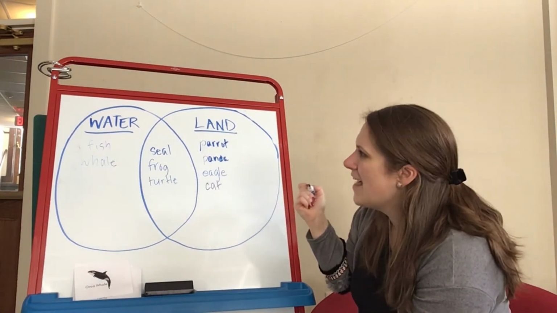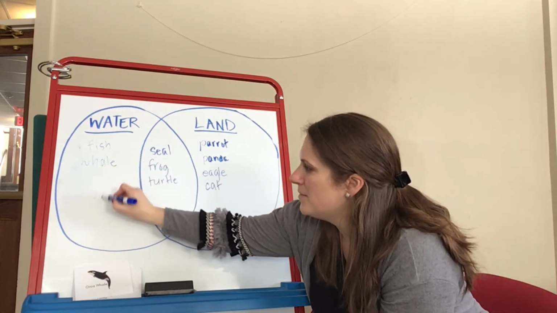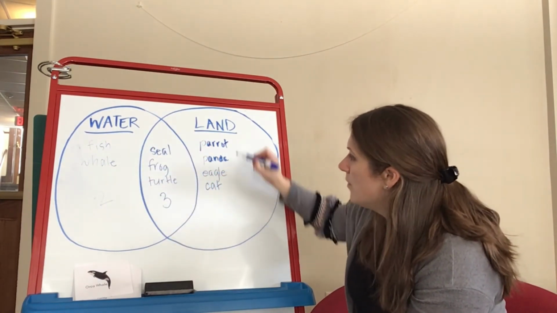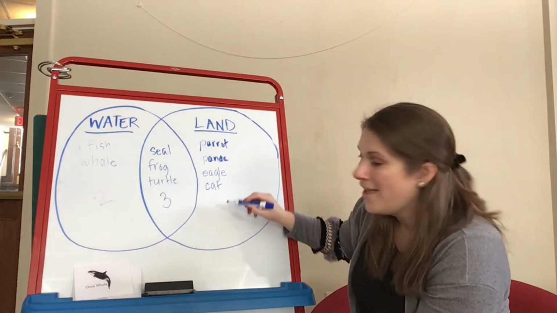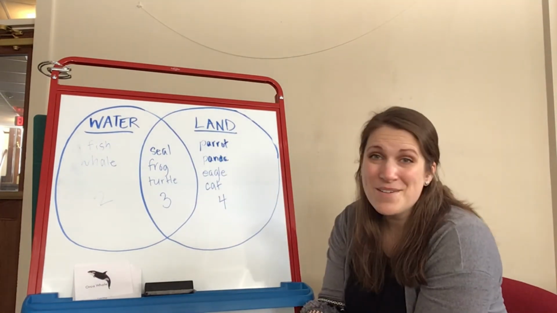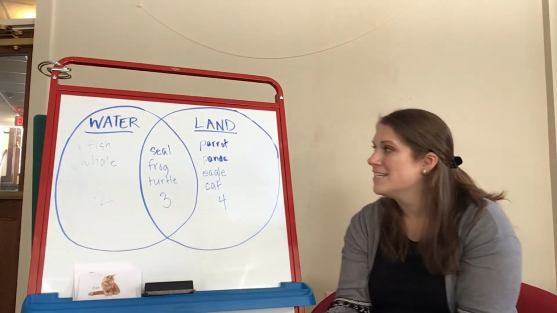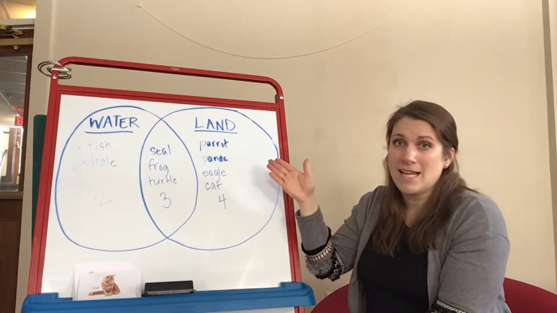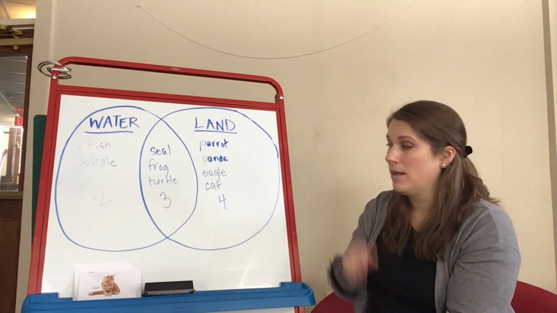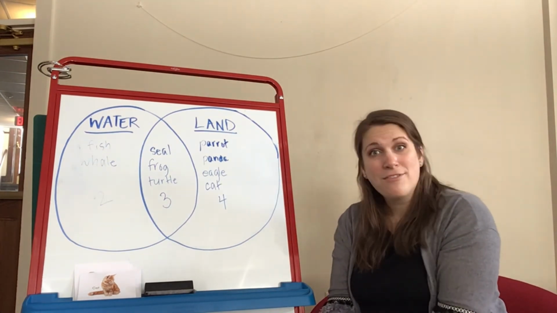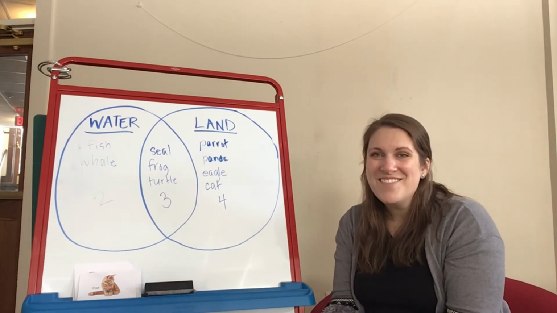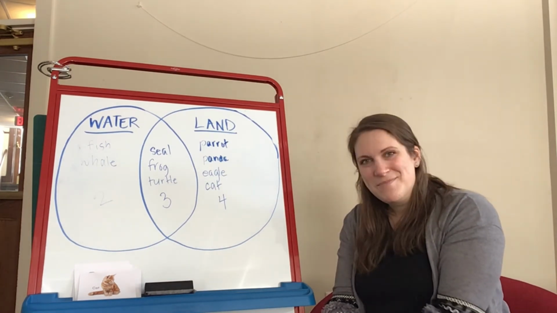And then you can tally up. Let's see, we had 2 animals that live in water. 1, 2, 3 that were both, and 1, 2, 3, 4 that lived on land. So you can come up with tons of different categories. You could do prehistoric animals and animals that eat meat, and see if you can come up with some in there. You could do animals that fly and animals that swim, all sorts of things. So get creative with your categories and have some fun with this one.